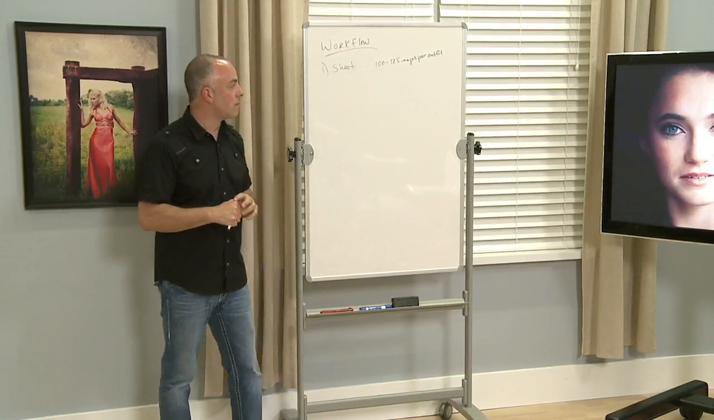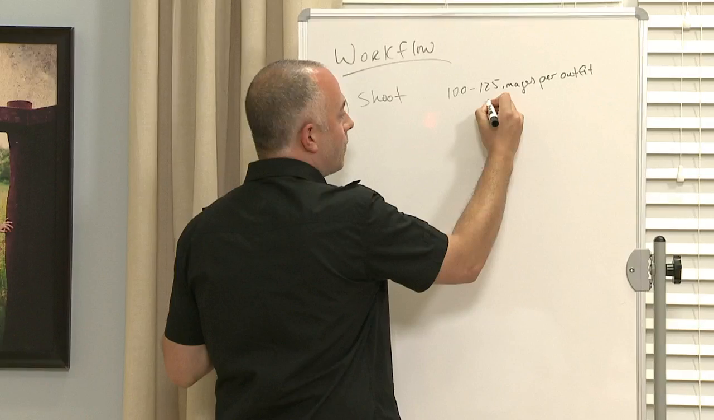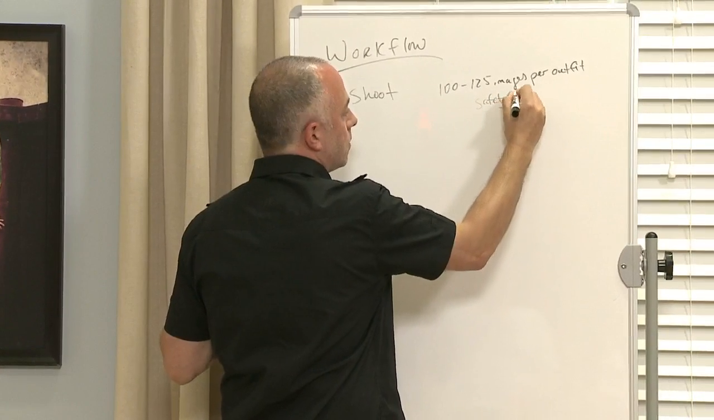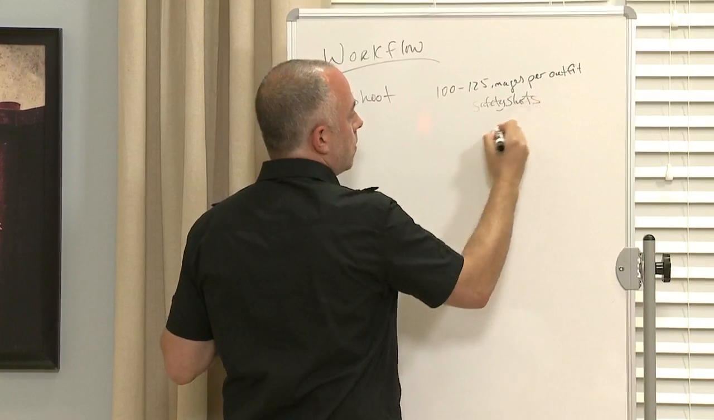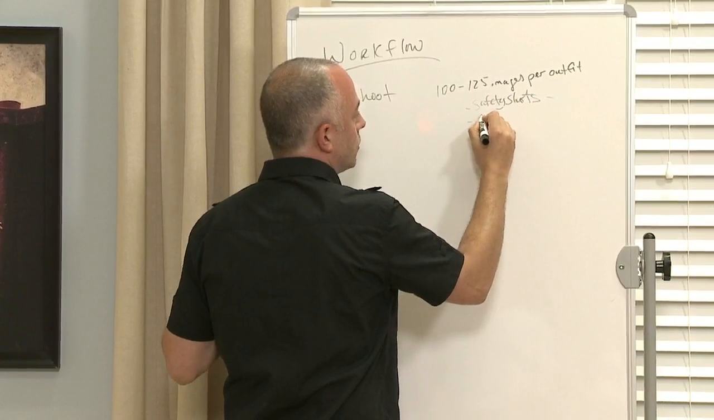So 100, 125 images per outfit. Within these 100 to 125 images, I've got to get my, let's call them, safety shots. Okay? Then I need to have what I call signature shots.